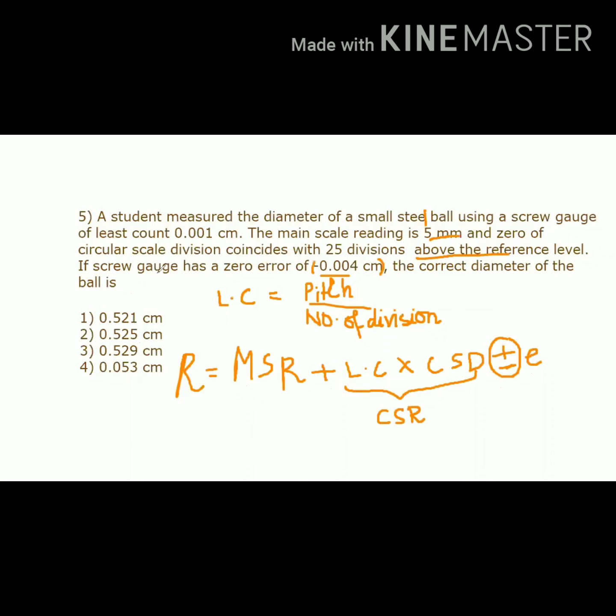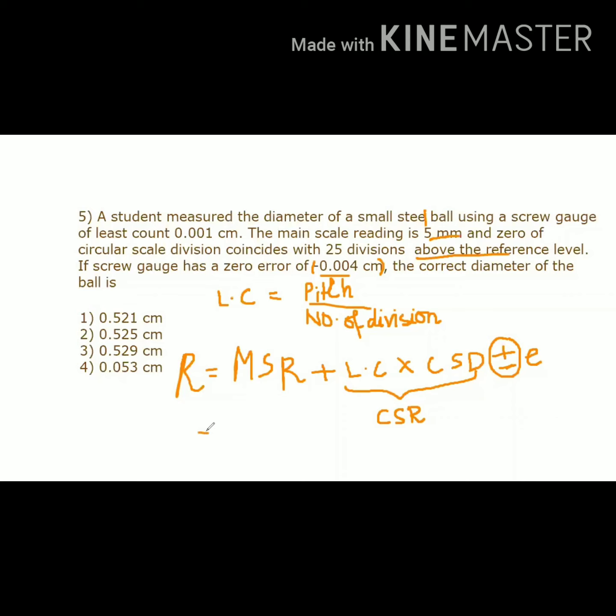If you subtract, you will get some other option which you may feel is correct and tick it, but it will be wrong, because in this question you have to add the error because it is a negative error. How do you find out it is a negative error? From this line above the reference point, that means it is a negative error.